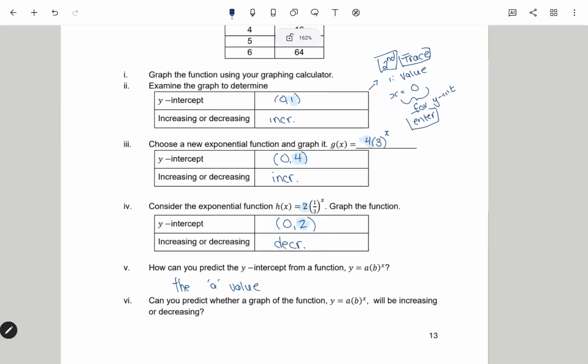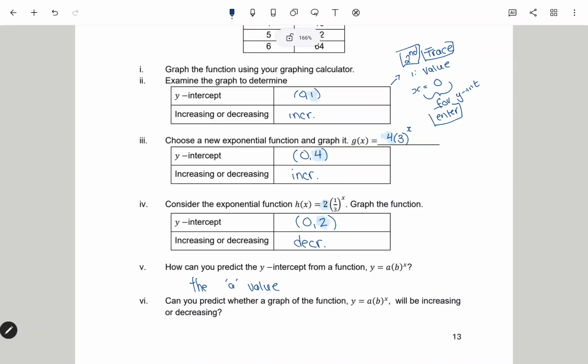Now there are some cases where our function is just written as y equals 2 to the power of x, and there's nothing actually written in the a value. In these cases, we have to remember that there's an invisible 1 here. Not 0, because if it was 0, our entire function would disappear. So it's an invisible 1. So in this case, our y-intercept would be 0, 1.